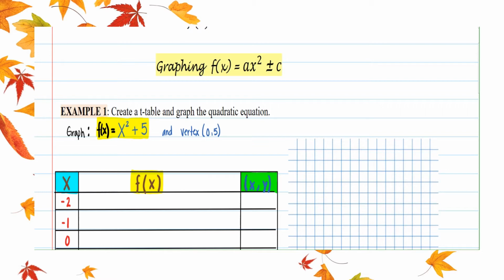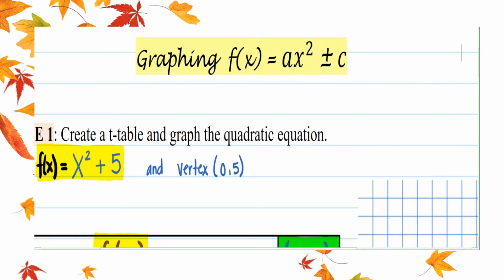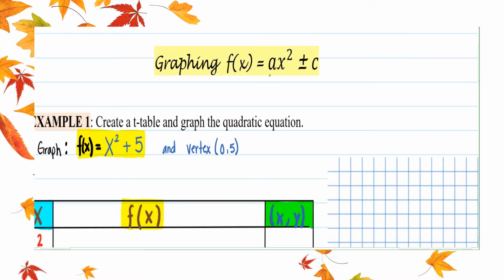So every time you have a situation like this where you don't have the bx, because usually your quadratics are ax squared plus your bx plus your c, we're going to be using a t-table to help us find some points so that we can graph these quadratics.